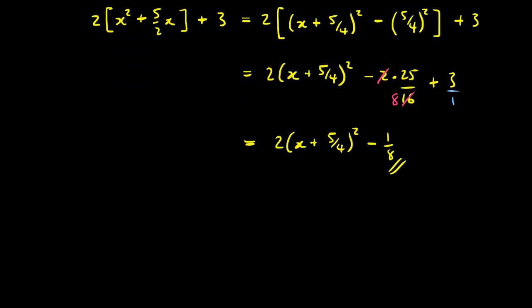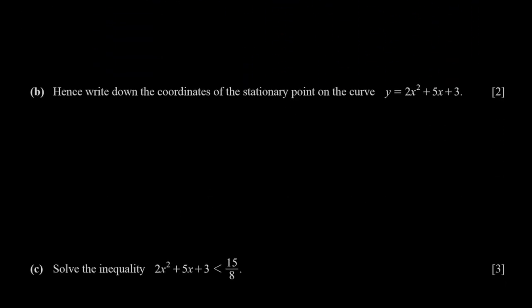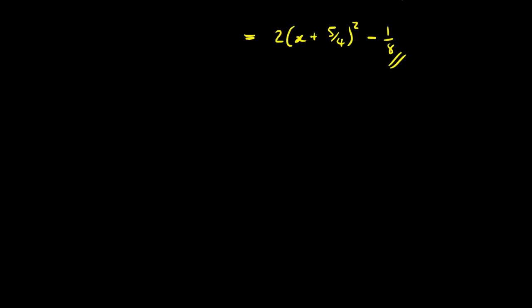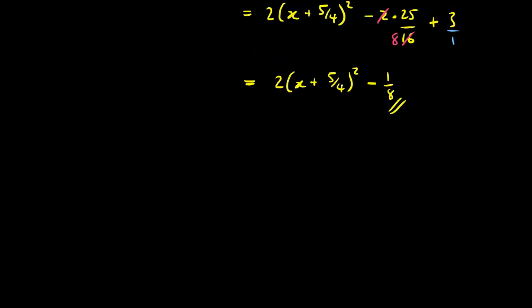Now, the next part of this question is then to state the coordinates of the stationary point. Well, we just got to really look at these two values here, right? 5 upon 4 and negative 1 upon 8. We can say that the vertex is equal to negative 5 upon 4 and negative 1 upon 8. Now, this is the tricky bit, right? Which is getting the signs right. That 5 upon 4, that needs to be negative. The sign is going to change. The y coordinate remains the same.